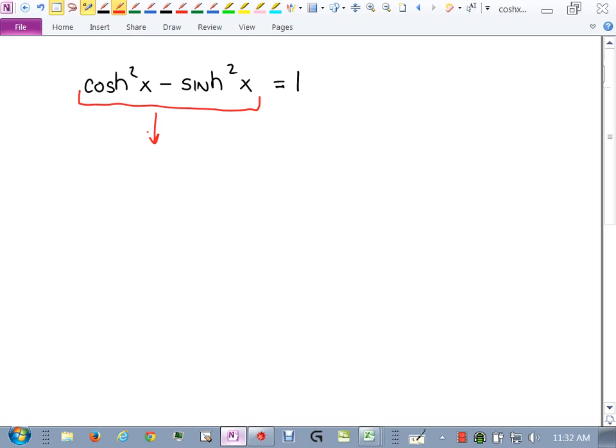Well, what is the definition of cosine hyperbolic? E to the x plus e to the negative x over 2, and that's supposed to be squared. Now, minus sine hyperbolic, e to the x minus e to the negative x, all of that over 2, all of that squared. So that's purely the definition.